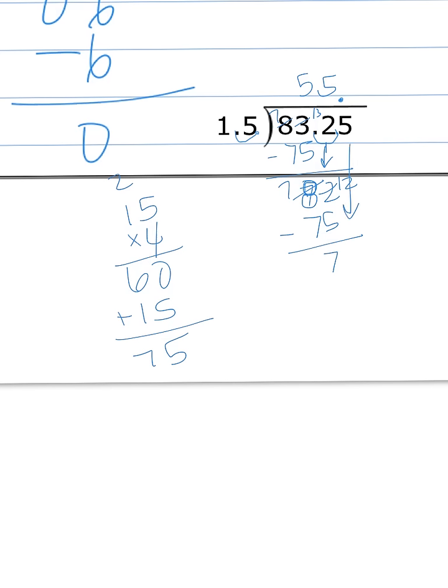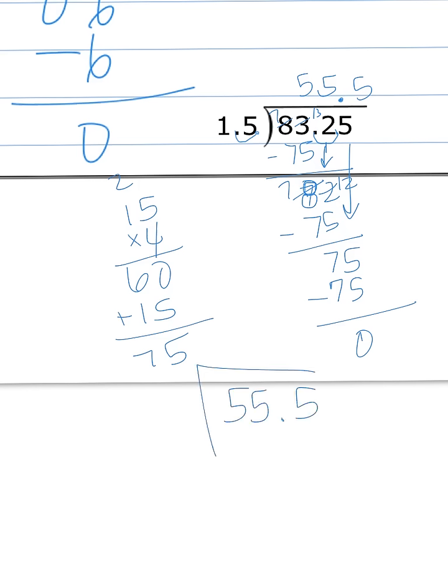Drop down our next number. 15 fits into 75 5 times. 5 times 15 is 75. Do our subtraction. We get 0, so we stop. So we have an answer of 55 and 5/10.